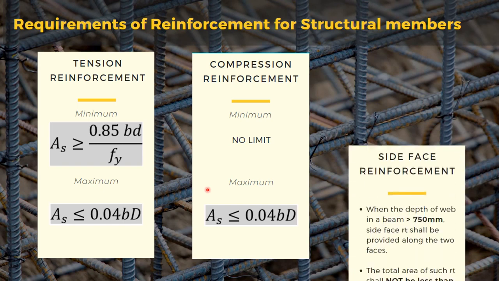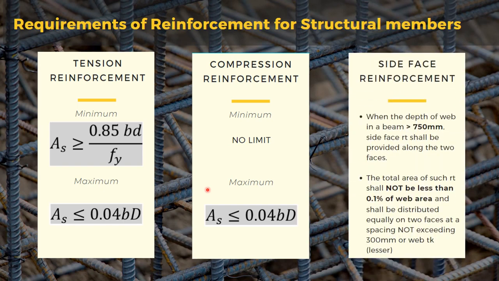And coming to side face reinforcement, when should it be provided? When the depth of web of a beam is greater than 750 mm, side face reinforcement shall be provided along the two faces. The total area of such reinforcement shall not be less than 0.1% of web area and shall be distributed equally on two faces at a spacing not exceeding 300 mm or web thickness, whichever is lesser. This is for side face reinforcement. It is only provided when the depth of web in a beam is greater than 750 mm.